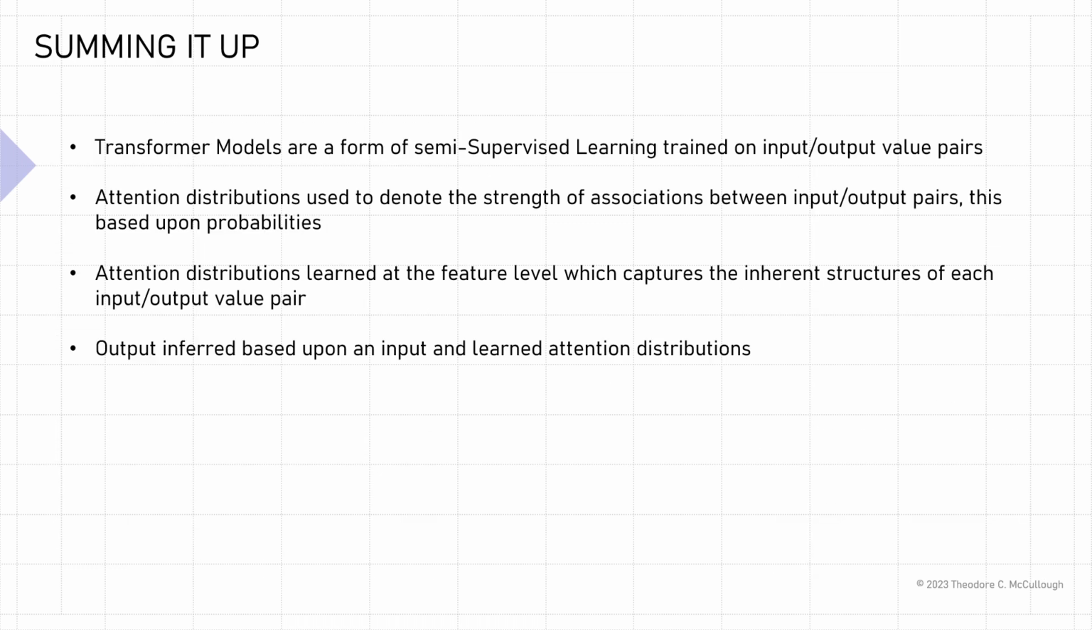Summing it up, transformer models are a form of semi-supervised learning trained on input and output value pairs. Further, attention distributions are created and used to denote the strength of associations between input-output pairs. This is based upon probabilities. Further, these attention distributions are learned at the feature level, which captures the inherent structures of each input and value pair. And finally, output is inferred based upon input and learned attention distributions.